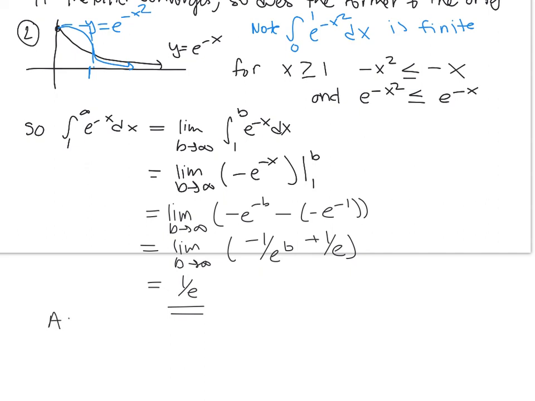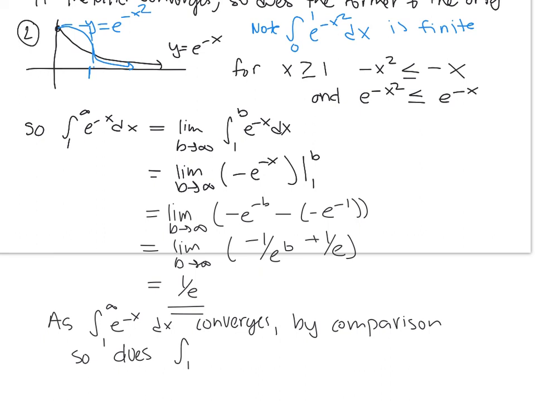And so then you can say that as the integral from 1 to infinity of e to the negative x dx converges, by comparison, so does the integral from 1 to infinity of e to the negative x squared dx, and thus the integral from minus infinity to infinity of e to the negative x squared dx converges as well.